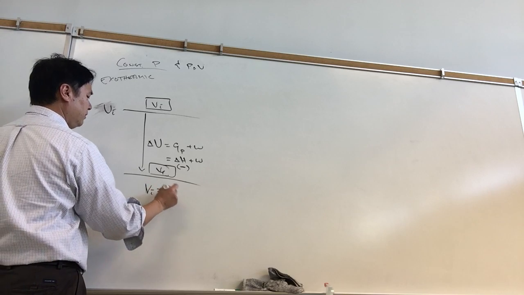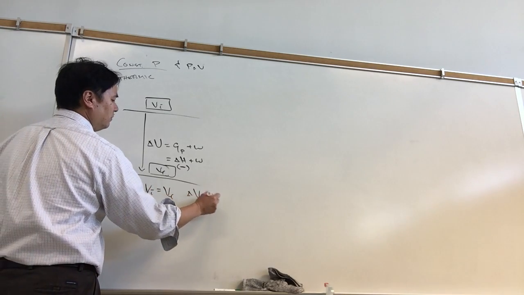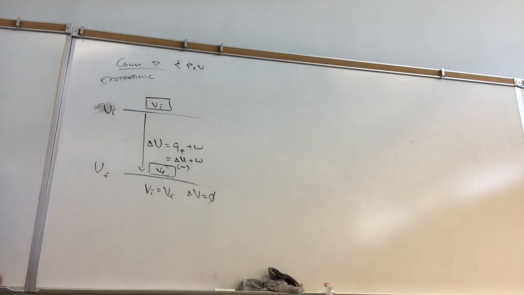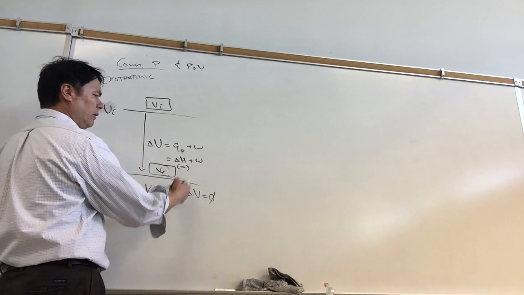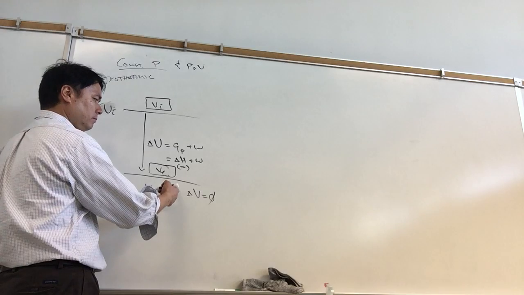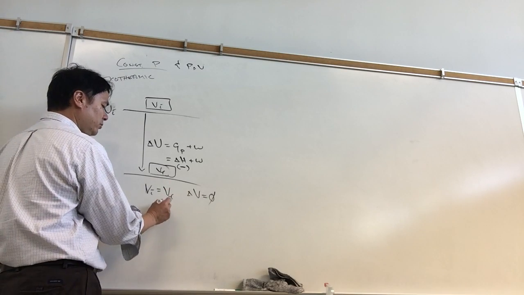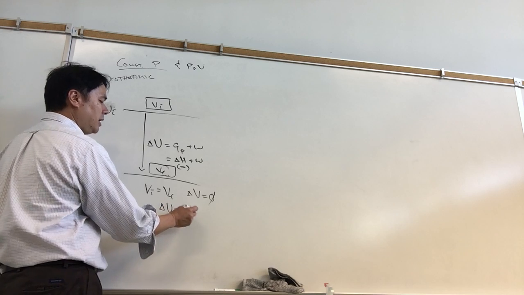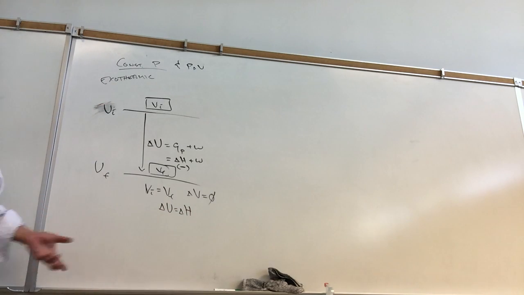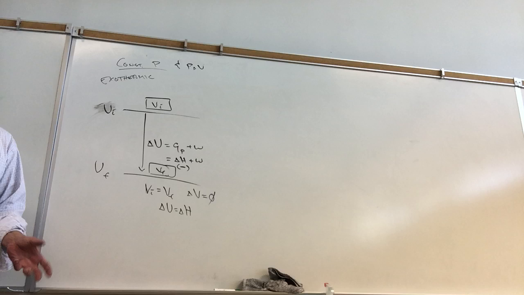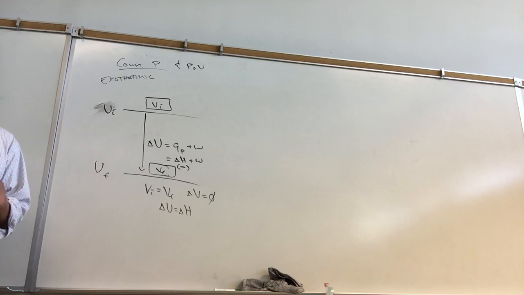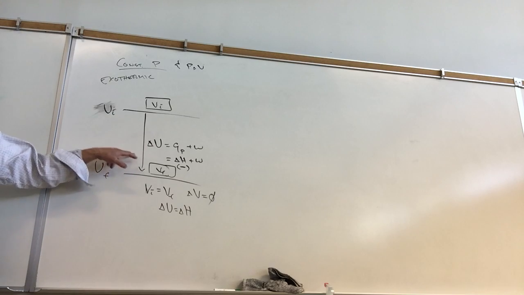V initial equals V final, so delta V is equal to 0. If delta V is equal to 0, then how much work are we going to do? None. And so delta U is equal to delta H. Under constant pressure conditions, if delta V and delta P are both simultaneously 0, then work is 0 and this is what we call nothing.